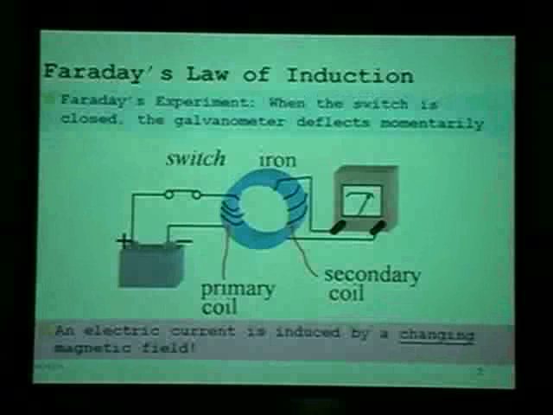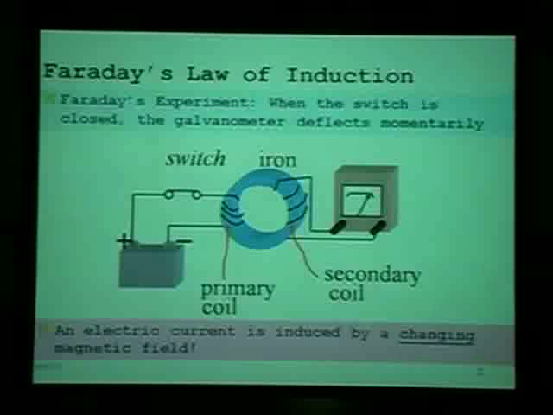But what I noticed then is that electric current is induced by a changing magnetic field. In other words, there is no electrical connection between this first coil and the second coil. There is no pure electric connection that would say that electrons would go from one to the other. They are separated. And there's no electricity flowing through the iron. So you don't get electricity going from one point to the other. What you do get is magnetic flux flowing through the iron.